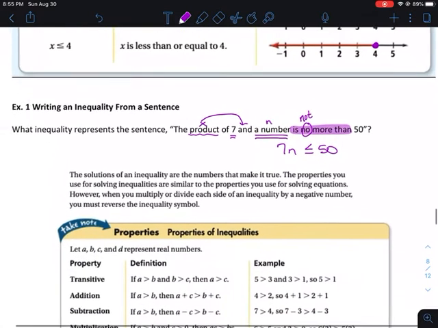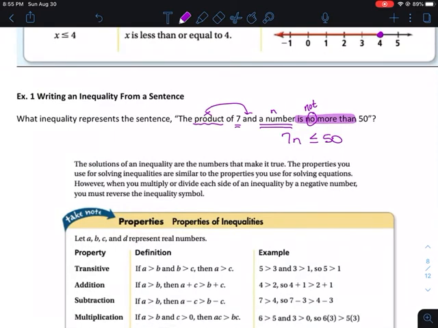It then says that the solutions of an inequality are the numbers that make it true. So for instance, if we had 7n is less than or equal to 50, any number I could plug in for n that would give me a number that's less than or exactly equal to 50 would be considered a solution. So for example, 5 would be a solution to that because 7 times 5 is 35, and that's less than 50.